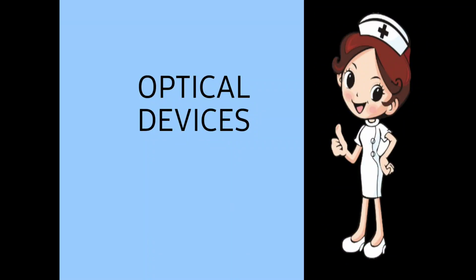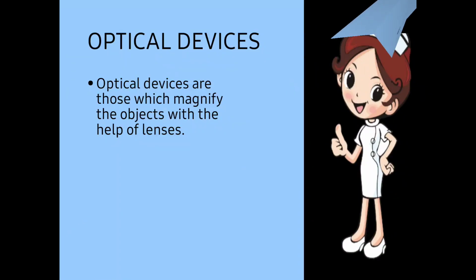Hi everyone, today I am giving you information on the topic optical devices. So let's move to its definition. Optical devices are those devices which magnify the object with the help of lenses. Now with the help of lenses, the objects get magnified. These are very useful for those patients who have low vision, and optical devices are provided to them.